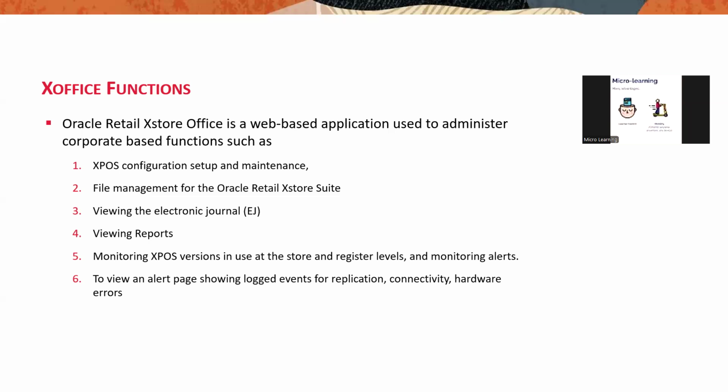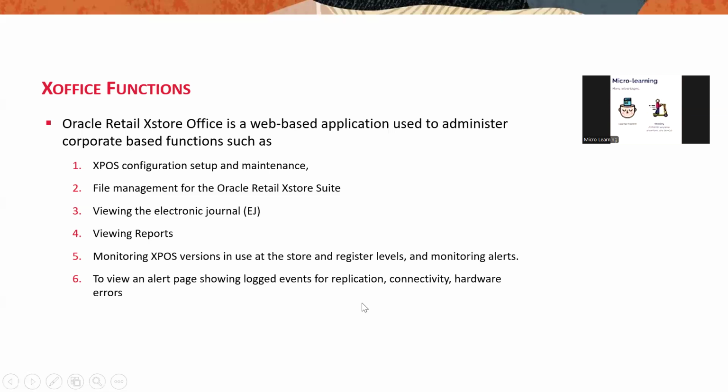Monitor Xstore versions, usually at the store register level, and monitor alerts. You can use this application to see which Xstore versions have been deployed in your architecture, and whether there is any problem. Then you can see your monitoring tools also, to view alerts showing log events for application, connectivity, and hardware.